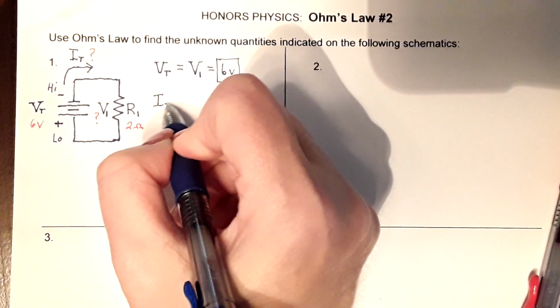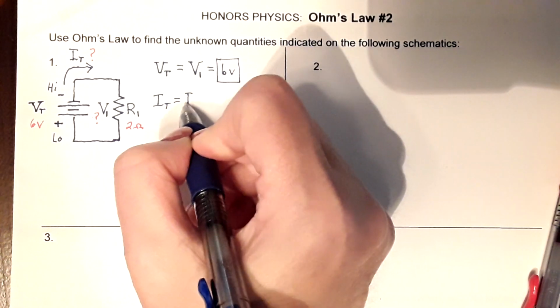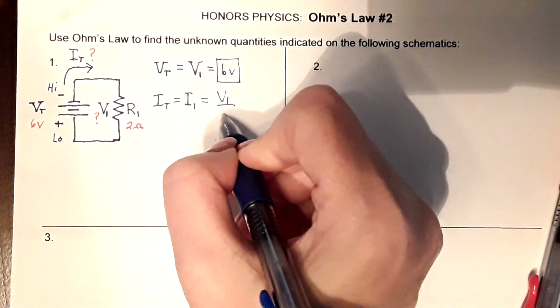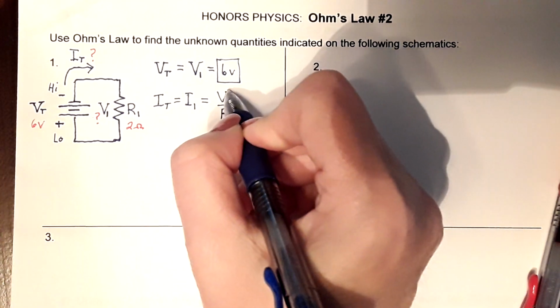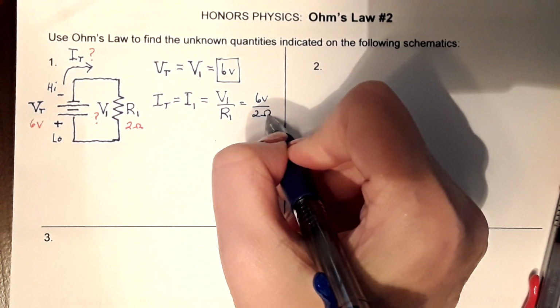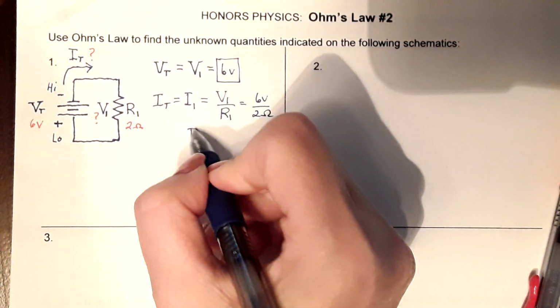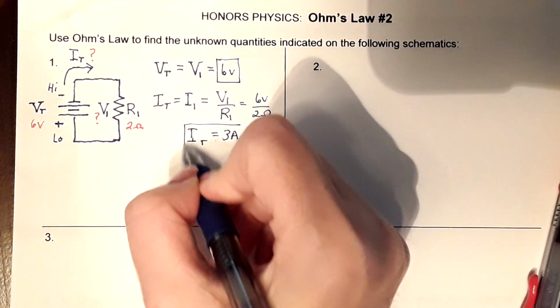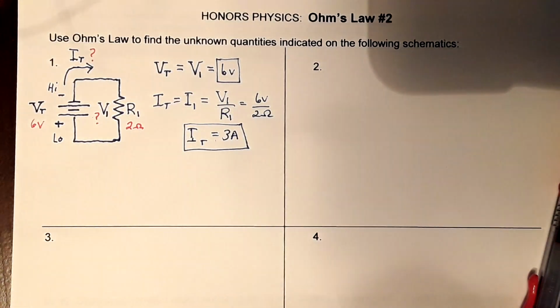IT is going to be exactly the same as the current going through the resistor, so we can say V1 over R1, and that gives us 6 volts over 2 ohms, which, as you can see, gives us a total of 3 amps of current. And we've solved that little puzzle.